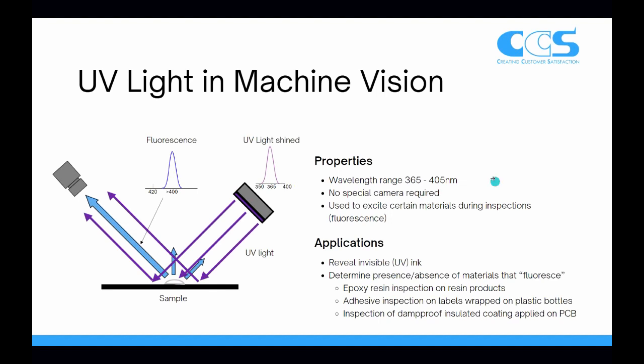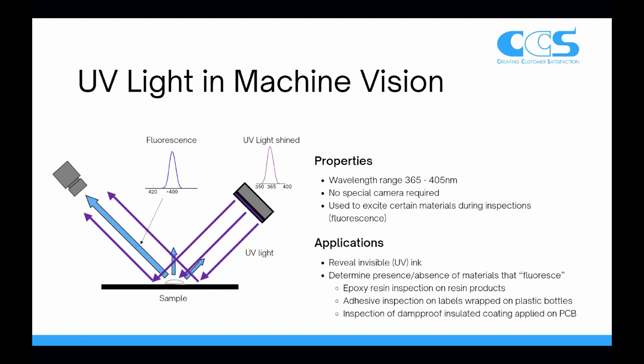But what UV light does is excite certain materials during inspections, and that's what we call fluorescence. Fluorescence is a phenomenon in which the wavelength of light returned from the shined object is longer than the wavelength of light shined. So we have our UV light shining down at 365 nanometers. Something in our sample has the property to get excited at that wavelength, and the light that it reflects off is going to be around 400 nanometers. So going into our camera, we have light shined at 365 and light reflected at 405 nanometers.